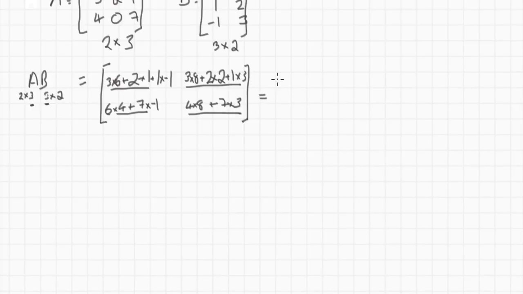Okay, now that I've got all of that, I should just go ahead and simplify it. So 3 6s is 18, 2 1s makes 20, plus -1 gives us 19. This entry, 3 8s are 24, 2 2s are 28, that makes 31 in total. 4 6s is 24, plus -7 is 17, 4 8s is 32, plus 21 is 53. Okay, so that is our matrix product AB.